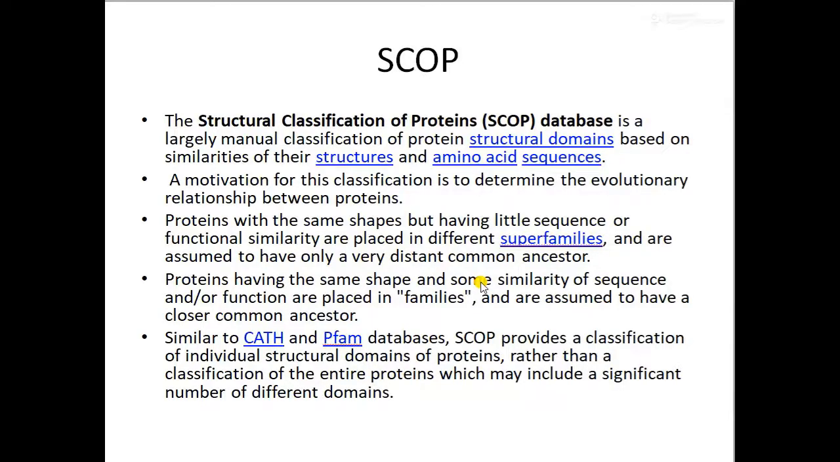So let's continue with the databases. Previously, we had mentioned the SCOP, or the Structural Classification of Proteins database. It's a database where we classified the proteins based upon their structural domains, especially based upon the similarity between their structures and amino acid sequences. But there is a similar database which also classifies proteins, and today we're going to explore it.